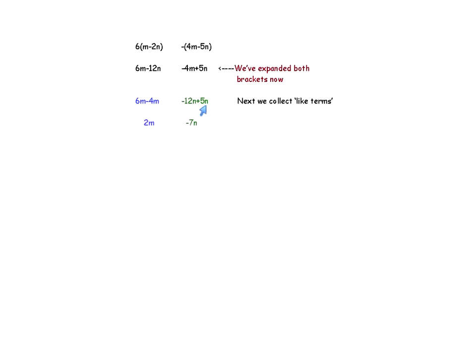I collected the n's together, and you can see that 6m minus 4m is going to be 2m, right? 6 minus 4 is 2. Minus 12 plus 5 is going to be -7. So that's -7n. So now we found our final simplified answer. That's as simple as we can get. This is what we would write down as our answer.